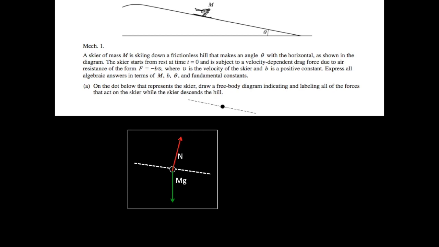Finally, the question states that there is a drag force. The direction of v, the velocity of the skier, is down the incline. Since F is equal to negative bv, it will point in the direction directly opposite to the direction of motion. Therefore, we will have a force F pointing up the incline. Since it says at the top that it is frictionless, there will be no friction force.